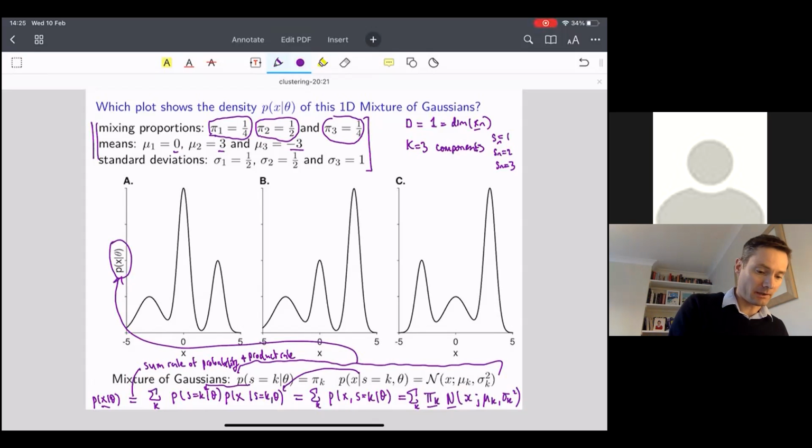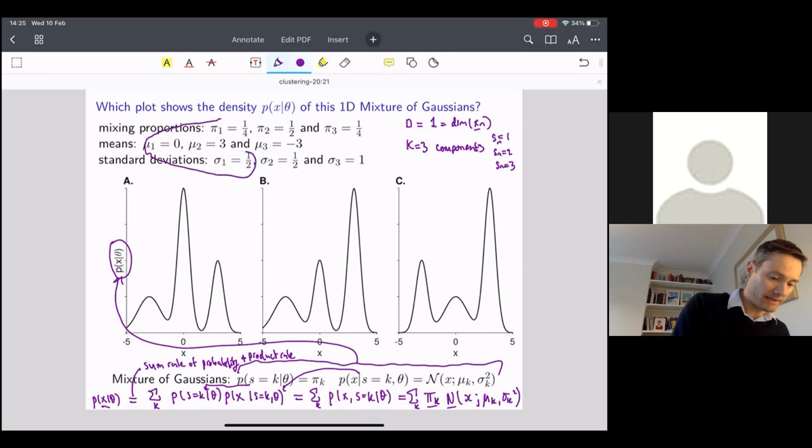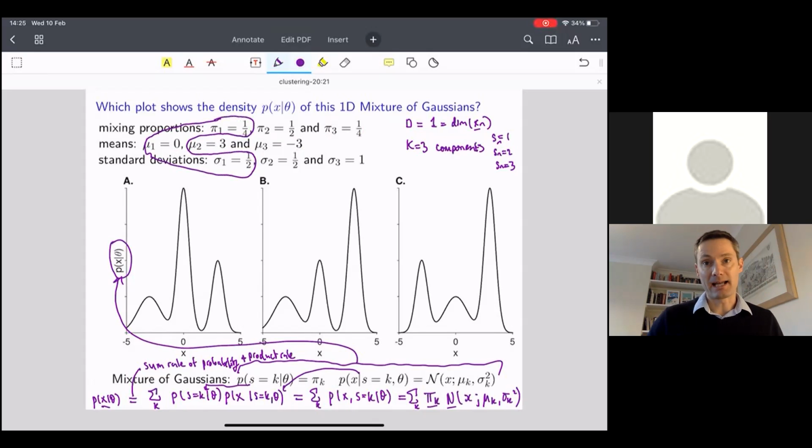So the first thing we're going to look at, let's take these things component by component. Let's look at the first component here. So the first component should have a mean at 0, a variance of a half, which is the narrowest variance, and an a priori mixing coefficient of a quarter. The pi k is equal to a quarter. So the components we're looking at will all be at 0. Okay. So one of these 3 has got to be the appropriate one.